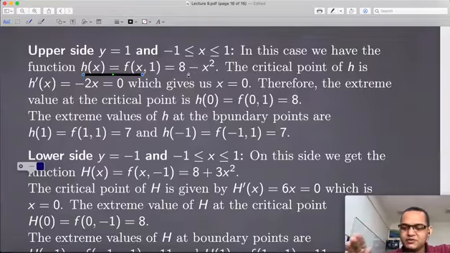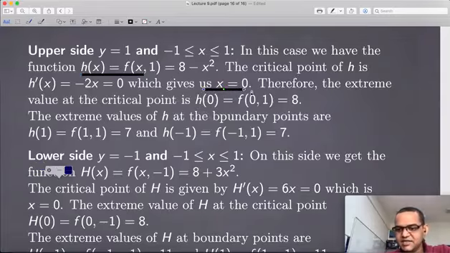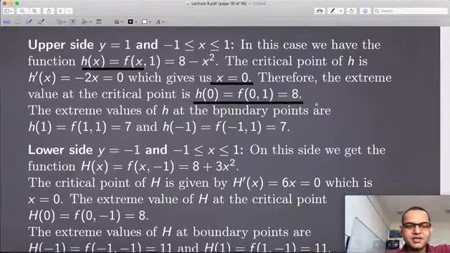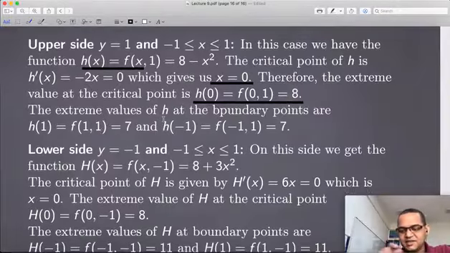Now you need to analyze the behavior of this h as a function of a single variable. So you look at its derivative and then equate it to 0, find the critical point which is just 0 over here, and find the extreme value at that critical point. So h(0) is f(0, 1), and this value is 8. Okay, and this is at the critical point.